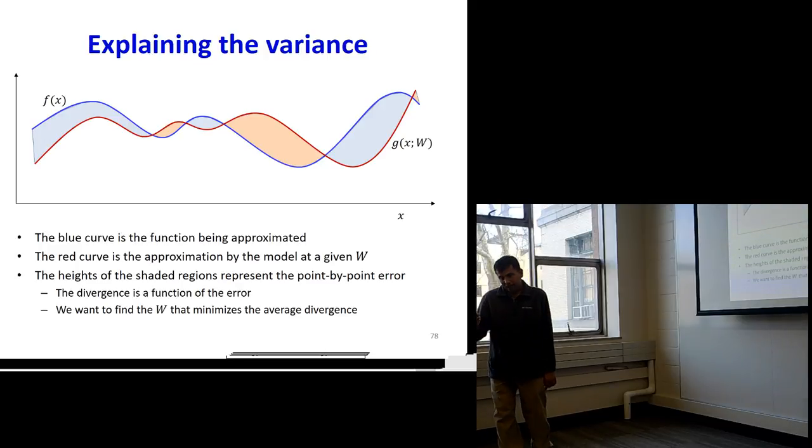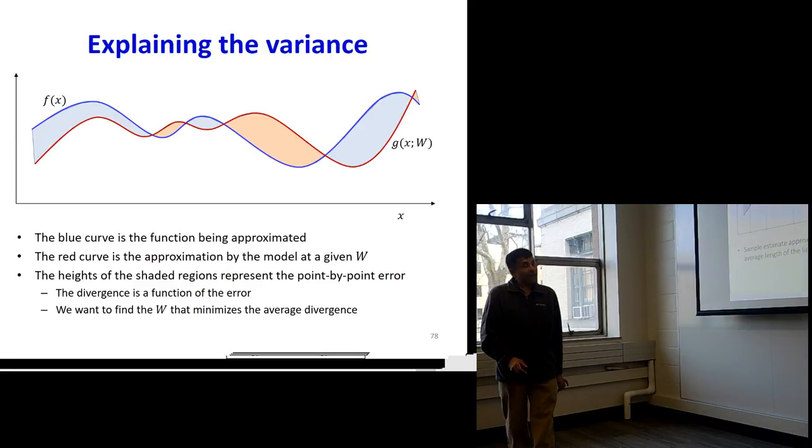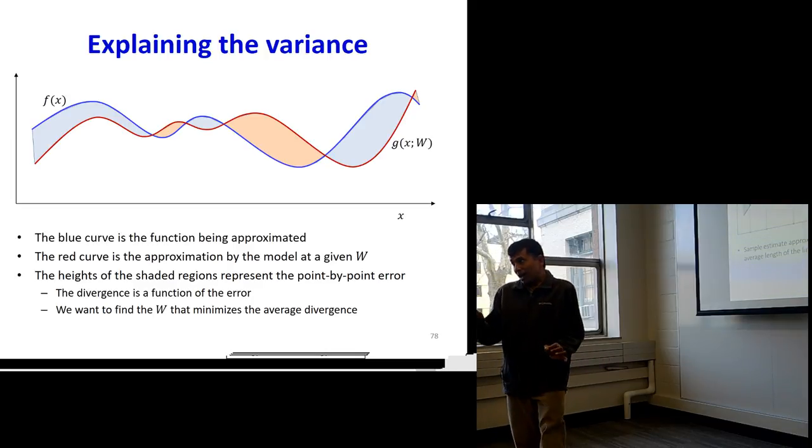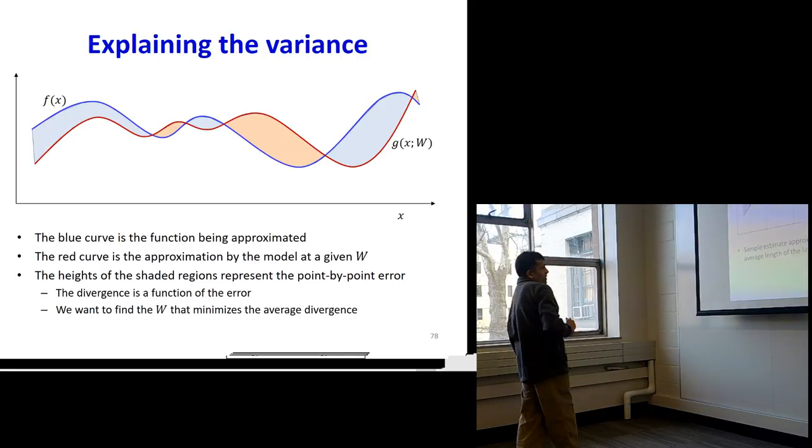The blue patches are where the blue curve is higher than the red curve. The red patches are where the red curve is higher than the blue curve. But it's going to be the total area that I'm trying to minimize. Now, when I'm training, I don't have the entire curve. I just have a few samples. So I might have these 1, 2, 3, 4, 5, 6 samples.